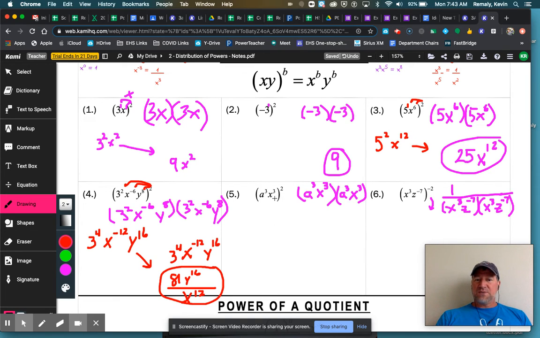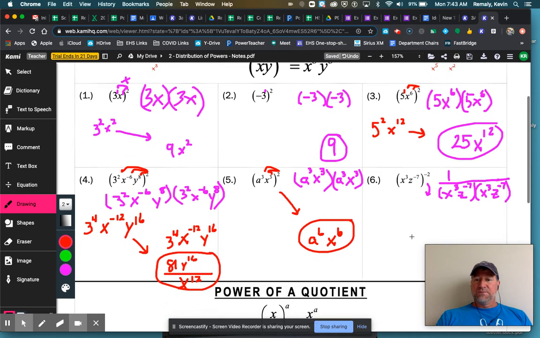Moving on to the next one. We can distribute and expand, I should say. So we have the common base of a that we are multiplying to itself. So we add these exponents. 3 plus 3 gives us a to the 6th. Same thing for the x. 3 plus 3 gives us x to the 6th. And that's as far as we can go. The shortcut is I could multiply the 2 to each of those 3 exponents, and that will give us the same thing that we have here.